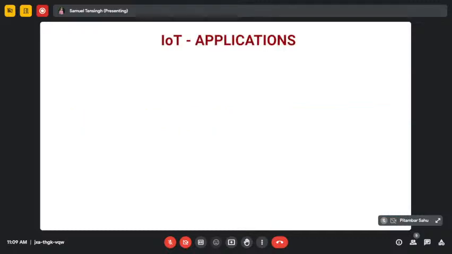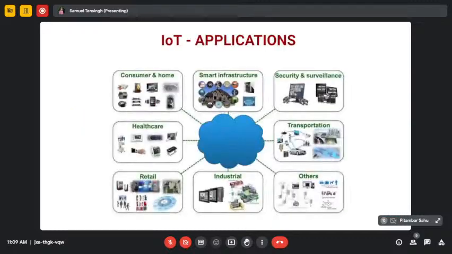And when we talk about applications, the applications of IoT are in plenty. You have consumer and home applications, smart infrastructures, security, surveillance. Lots of IoT applications are used for security and surveillance. Healthcare is a major area where IoT is being used. Retail industry, lots of stores have been converted with the help of IoT applications. Lots of retail markets are being transformed using IoT applications, and industries also have industrial IoT applications.